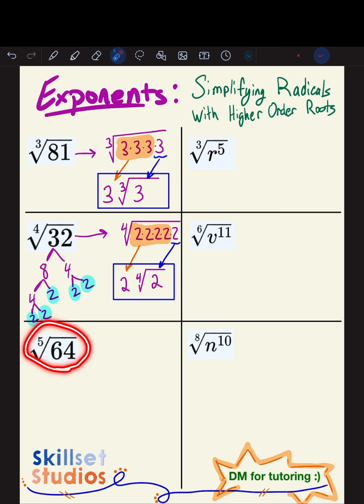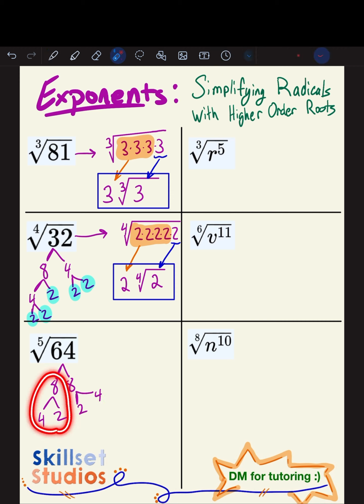Continuing that same idea for this last example, now we're looking for groups of 5. The first pair of factors I see is 8 times 8 makes 64. Each of our 8's can be broken into 4 times 2 or 2 times 4, and each of our 4's can be broken into 2 times 2. And so now here are our prime factors for this problem.